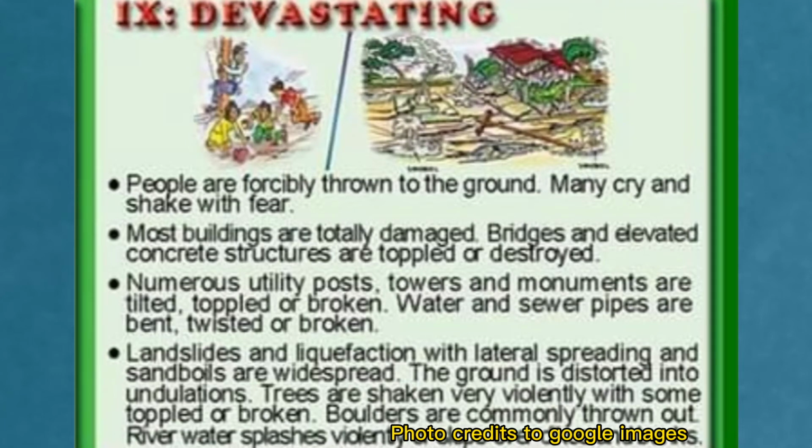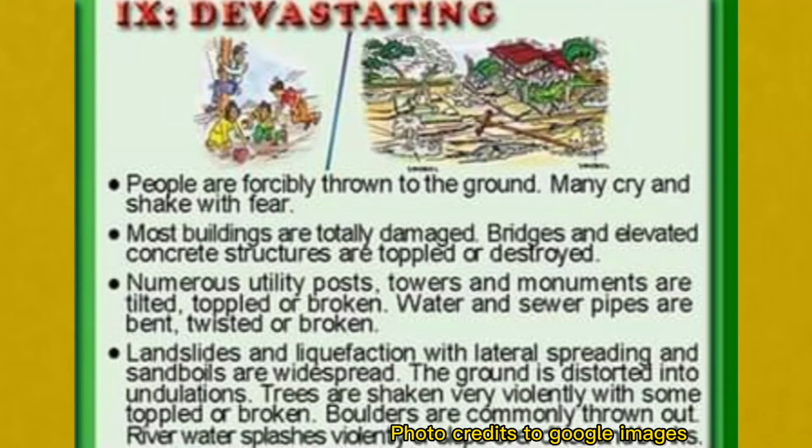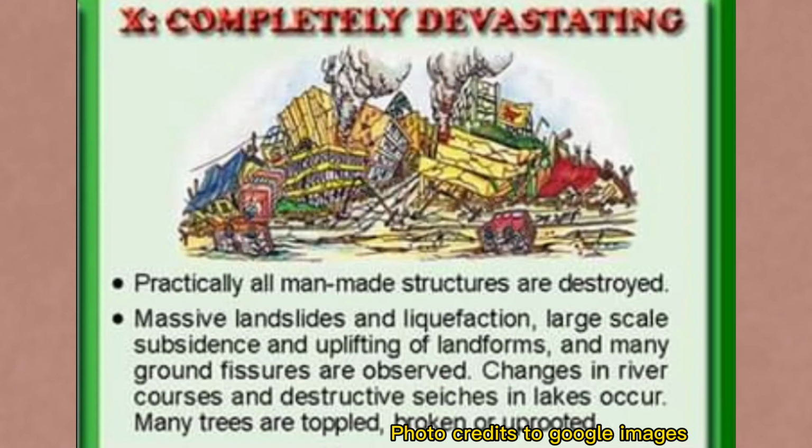Trees are shaken very violently with some toppled or broken. Boulders are commonly thrown out. River water splashes violently or slops over dikes and banks. Intensity 10, completely devastating. Kung dun sa Intensity 8 ay pwede mo nang maisip na katapusan na yata ng mundo, paano pa kaya sa Intensity 10?